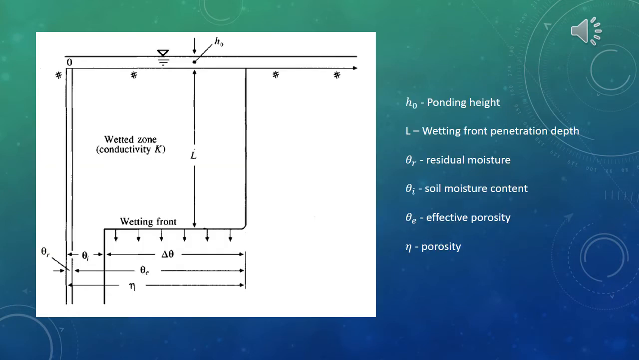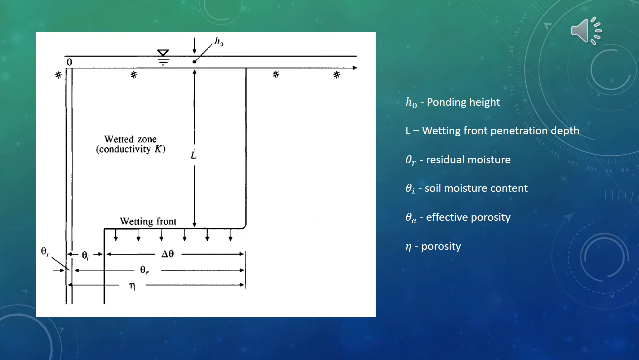They thought, and as schematically shown, the wetting front is sharply divided after a length of depth, this wetted zone. In this schematic view, H0 is the ponding height, which is above the surface, where there is just a water layer. L is the wetting front penetration depth, which is how far the water goes inside the ground. This is the length L of the depth.